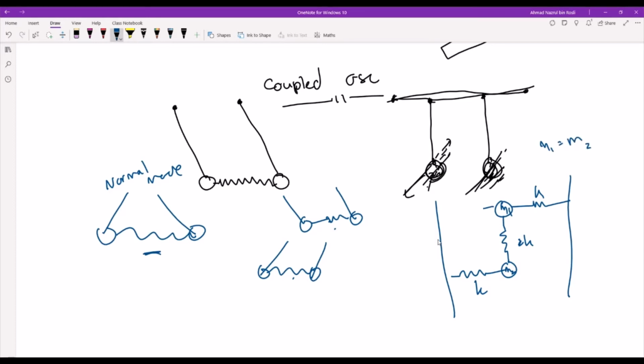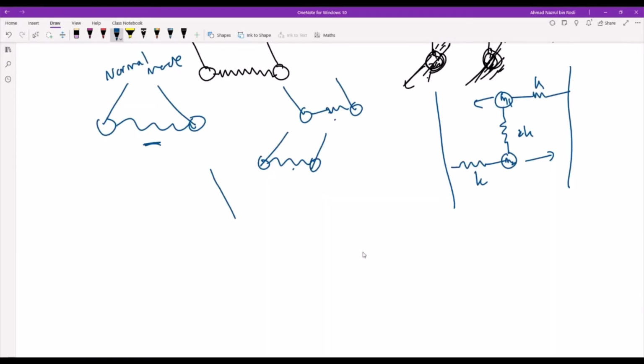Okay, so dia bergerak sini, ini akan bergerak ke sini. So that will be part of the oscillation. Tu higher mode, lower mode dia akan kalau ni bergerak ke kiri, ni pun ke kanan, kiri ke kiri. So that will be coupled oscillation. Coupled oscillation is not limited to this spring.